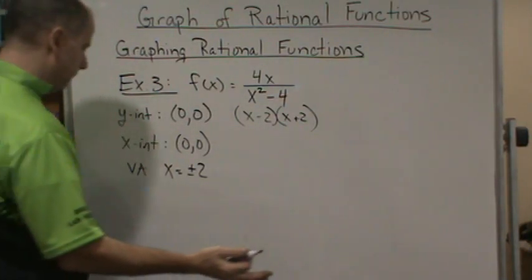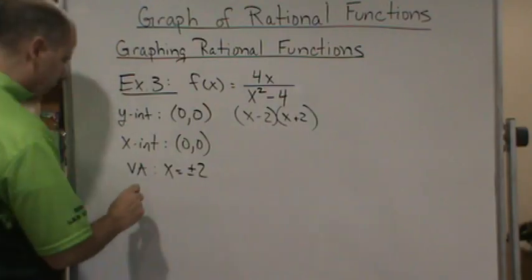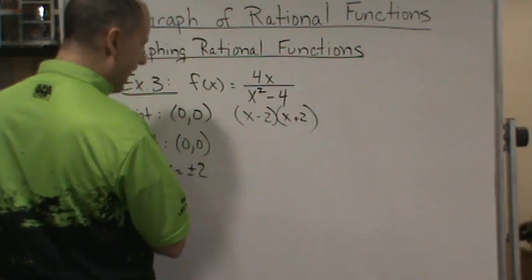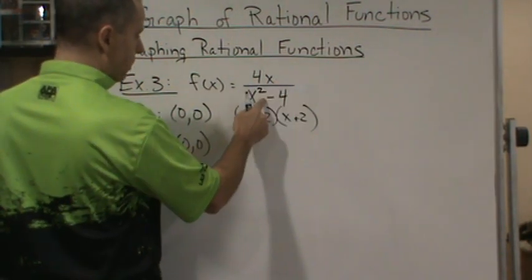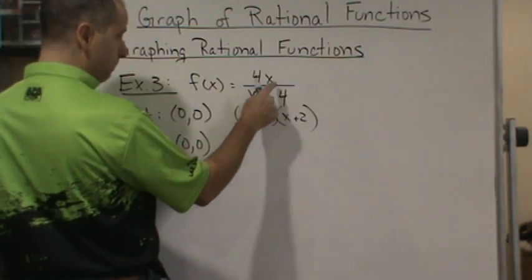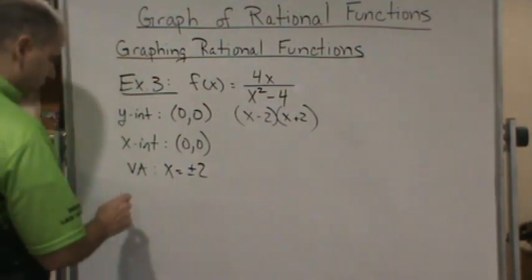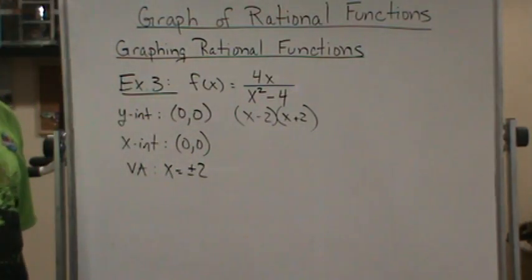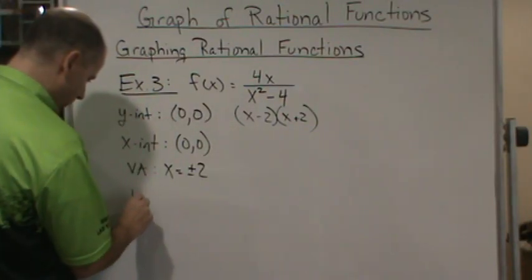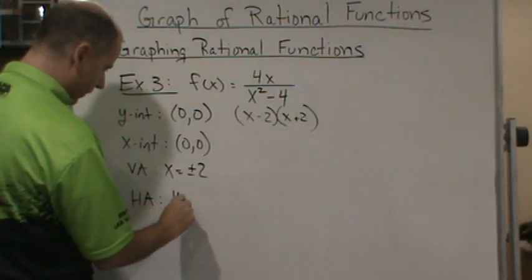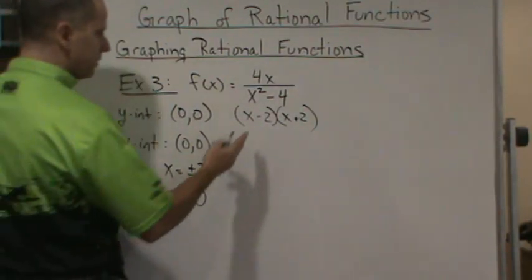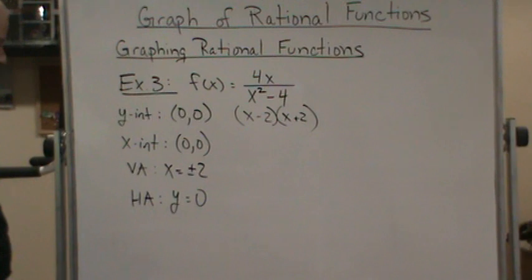Okay, good. Now what about horizontal asymptotes? Is there a horizontal asymptote? The answer is yes, there is. The horizontal asymptote is at y equals 0, and the reason we know that is because the degree of the bottom is bigger than the degree of the top. So now that we know there's a horizontal asymptote, there cannot be any oblique asymptotes.